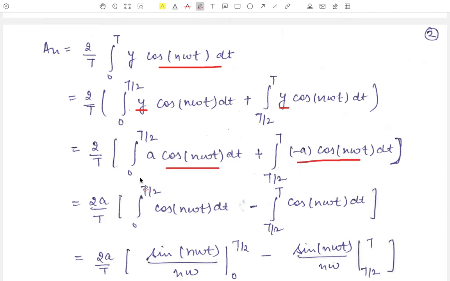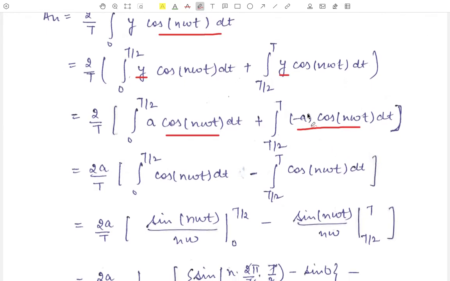The very first one is 0 to T/2, A cos n omega t dt. The second one is T/2 to T, minus A cos n omega t dt. Now taking out this constant A outside the integration, we get 2A upon T. Again this minus can be taken outside the integration. Now this integration is the same here except the limits.